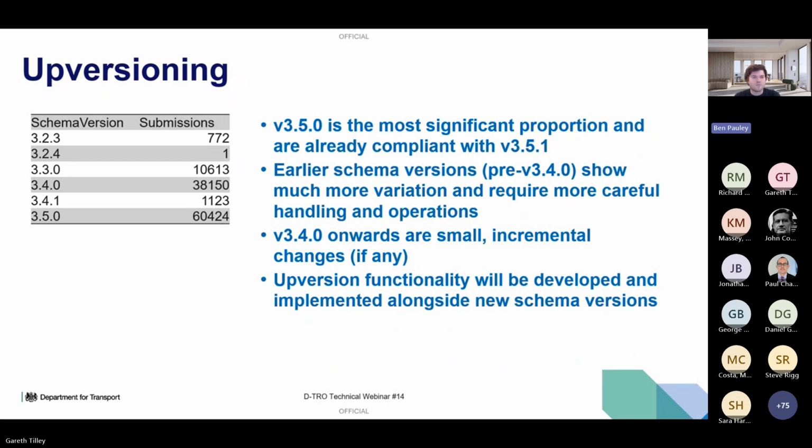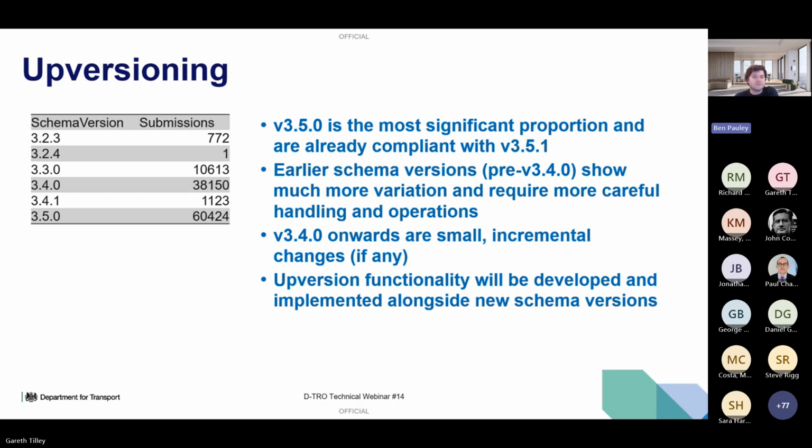Earlier schema versions, so prior to version 3.4.0, show quite a lot of variation in how data is represented within D-TROs, and therefore they require a little bit more careful handling and a little bit more logic in terms of actually doing the upversioning. That's why we've developed this schedule where we do things in controlled manners at the schema version level, and we're going to do batches within that as well. So batches of 500 and monitor everything closely to see how things are working.